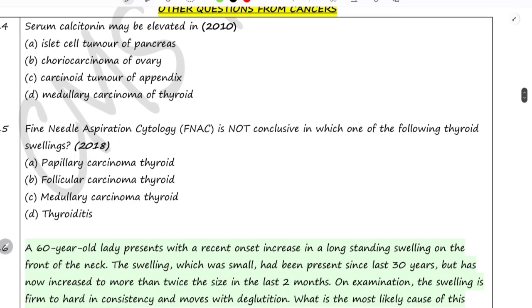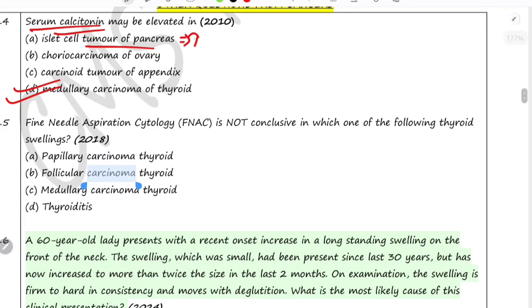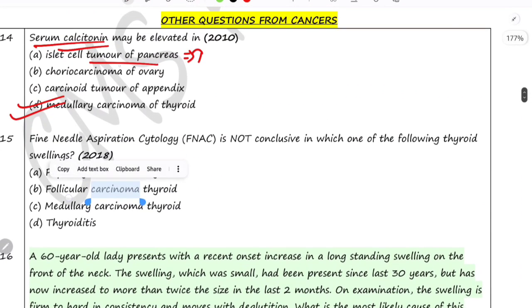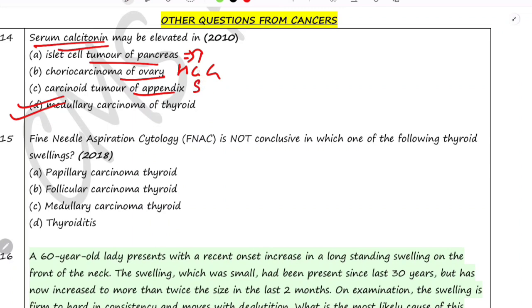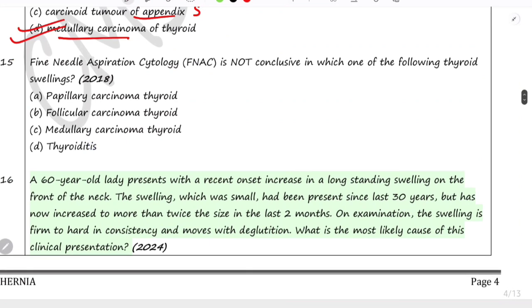Now let us see other questions from cancer. Serum calcitonin may be elevated in, so it is a one-liner. Serum calcitonin is elevated in medullary carcinoma of thyroid. Islet cell cancer involves increased production of insulin, glucagon or somatostatin. Choriocarcinoma of the ovary produces HCG, and carcinoid tumor of the appendix produces serotonin and other peptides but not calcitonin. Hence the correct option is medullary carcinoma of thyroid.